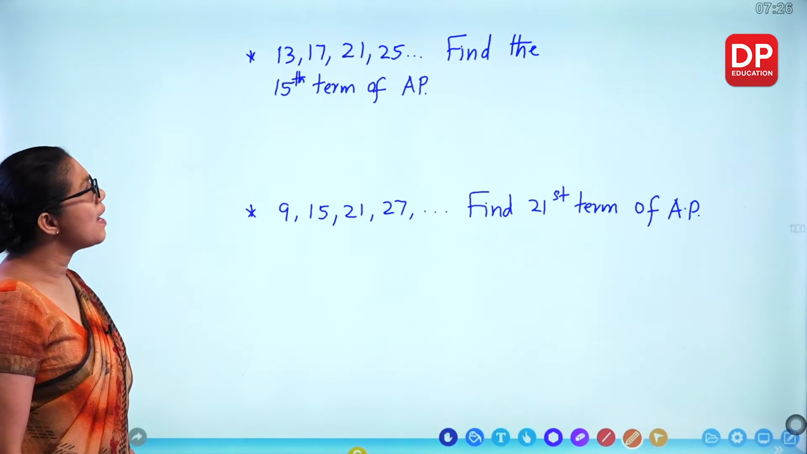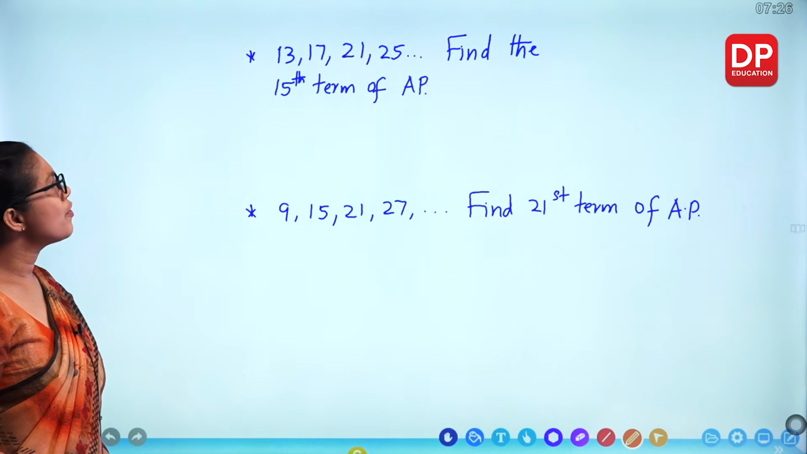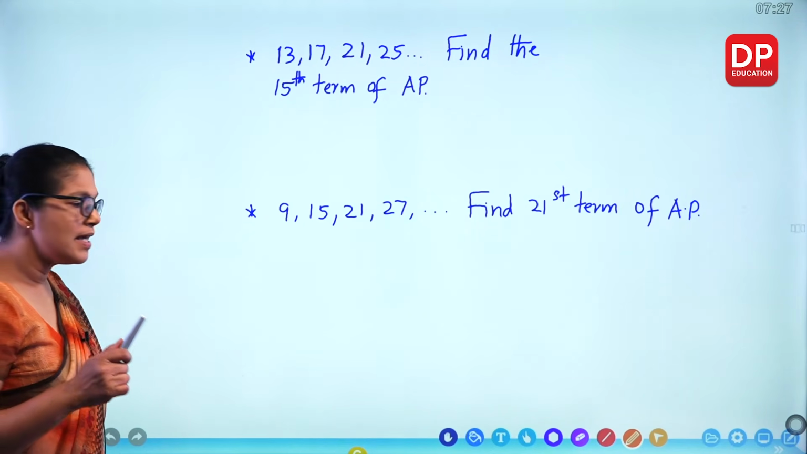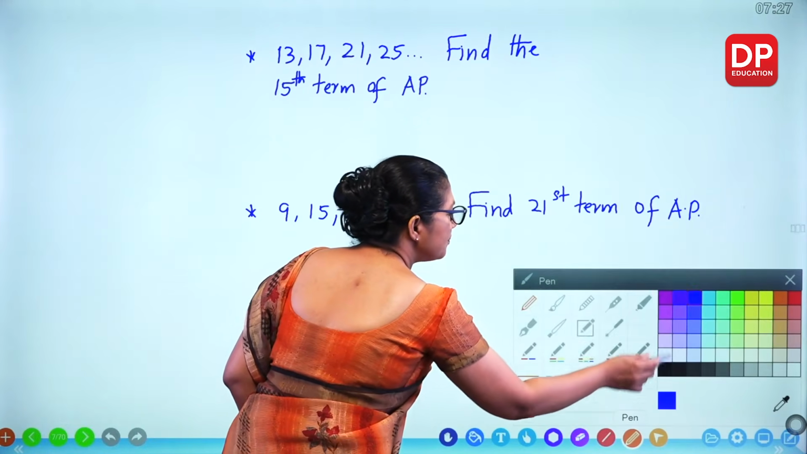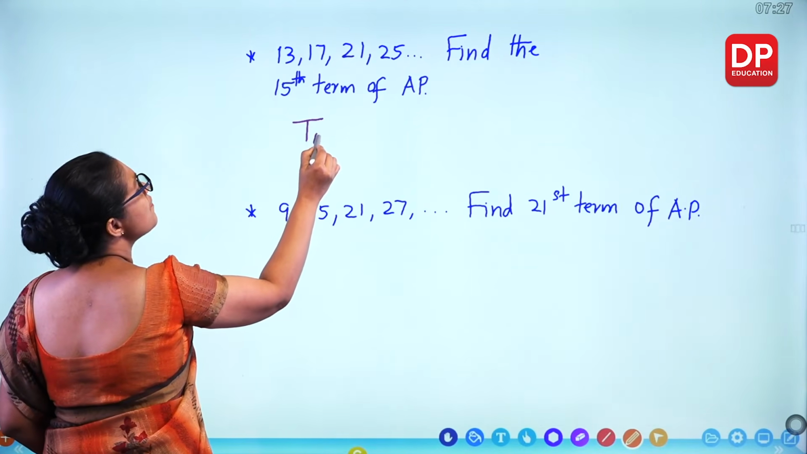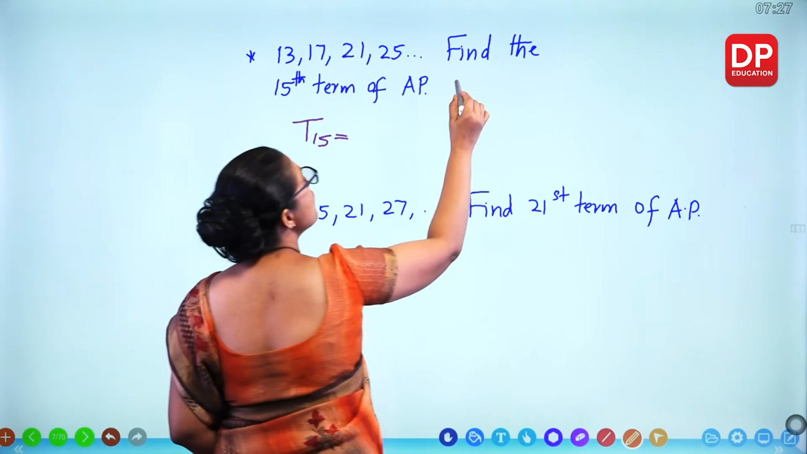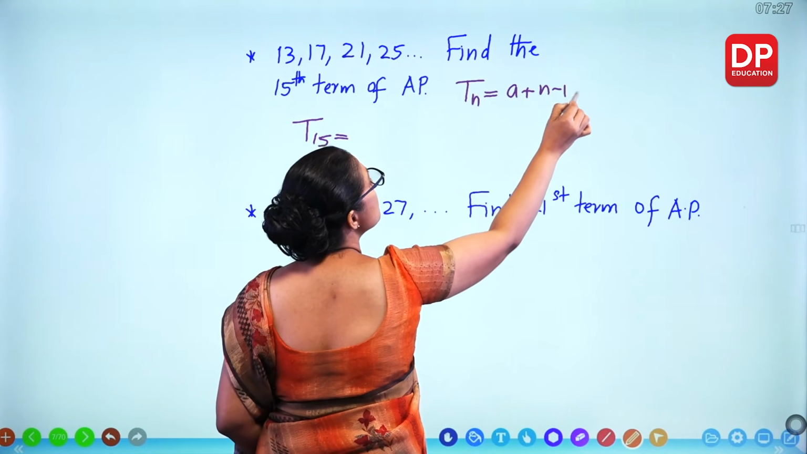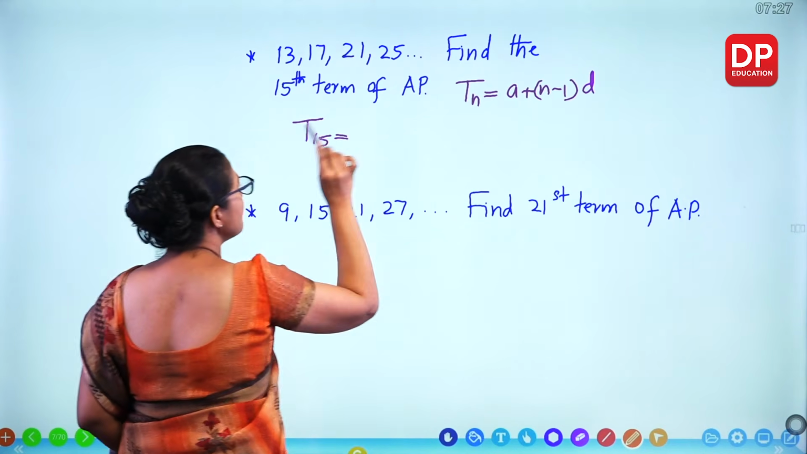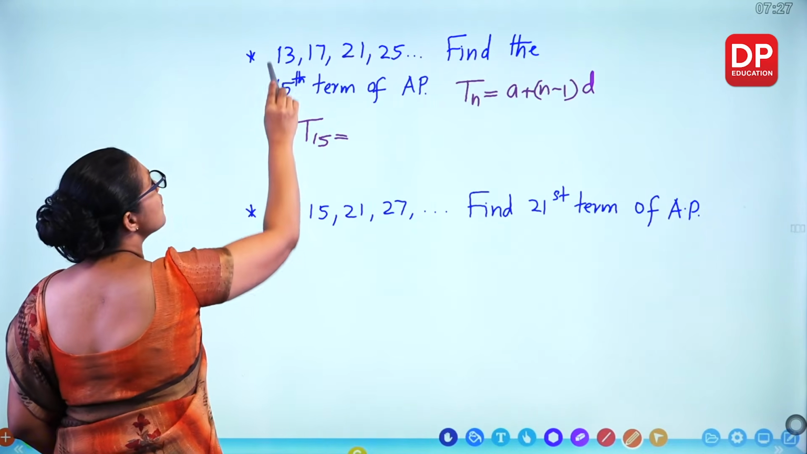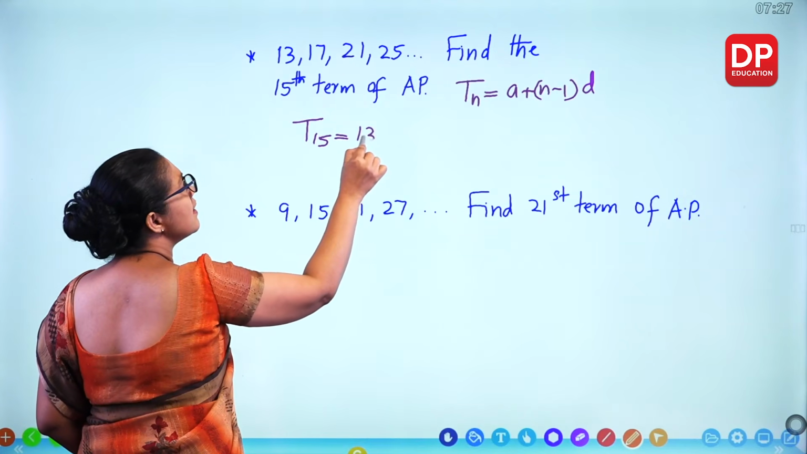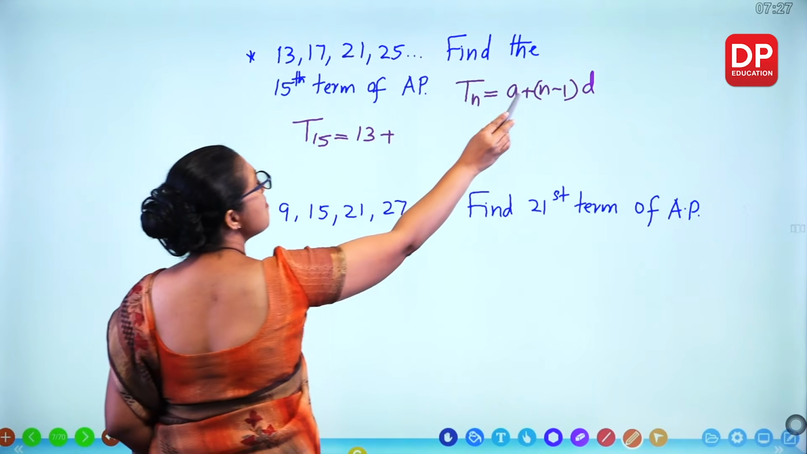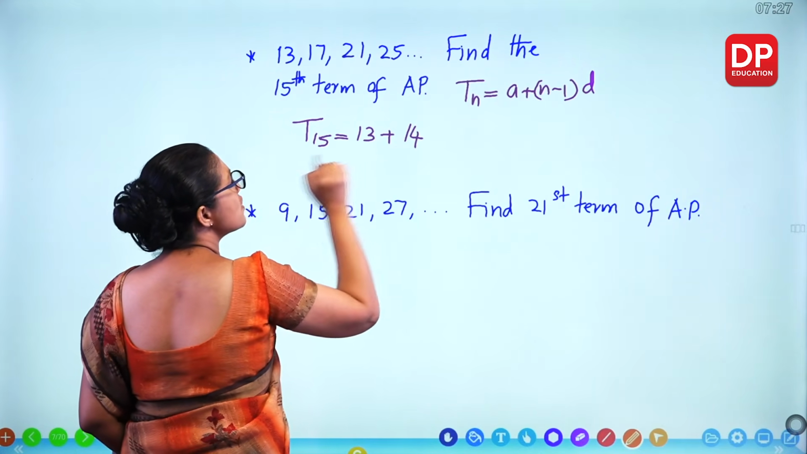Now, we'll take this example. You have given an arithmetic progression and you are asked to find out the 15th term. So, what is 15th term? T15. So, what you do? First we have to take, what's the formula? Tn equals a plus n minus 1 d. A is the first term. So, you can plug 13 there. n is this number 15. 15 minus 1 becomes 14.